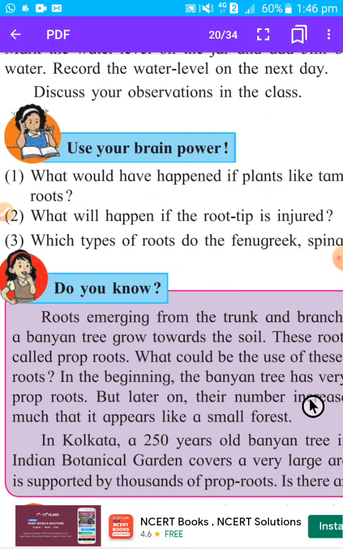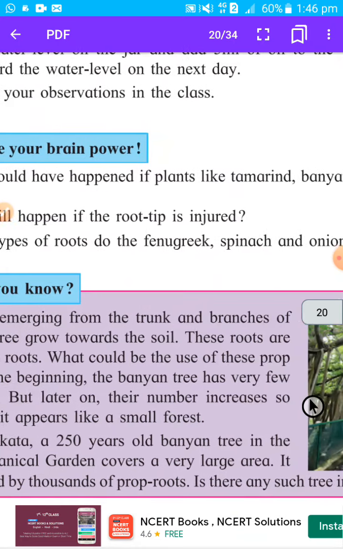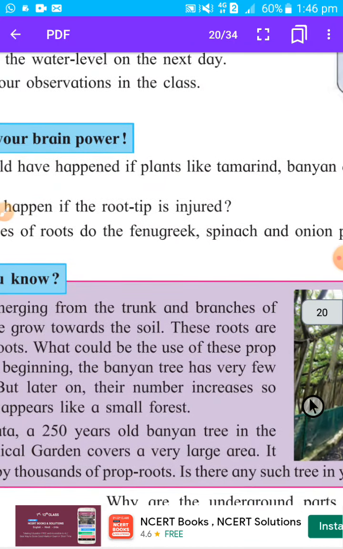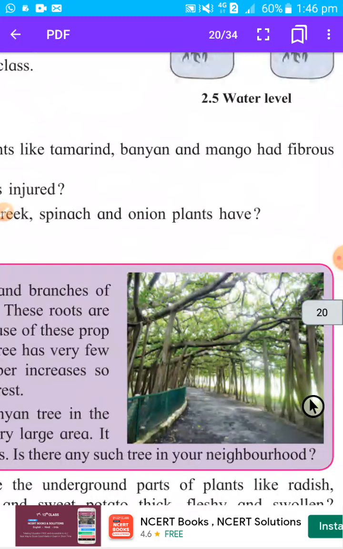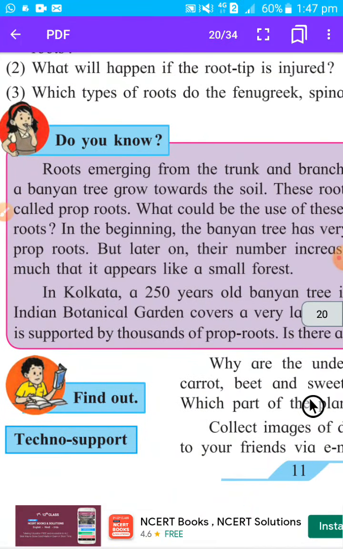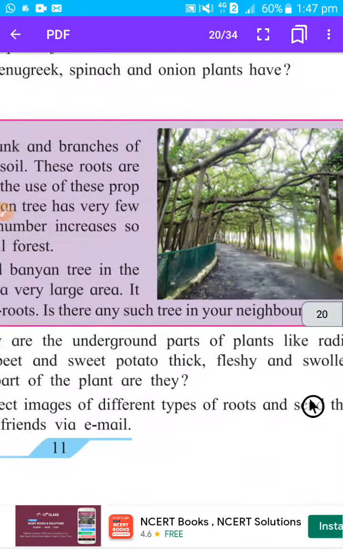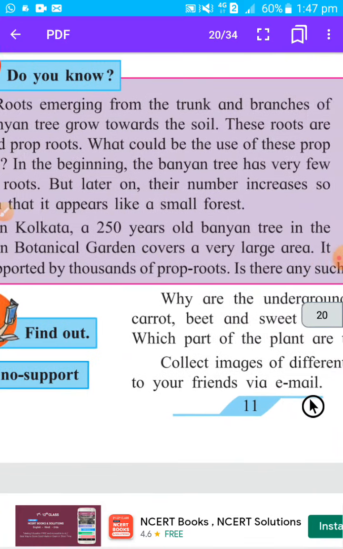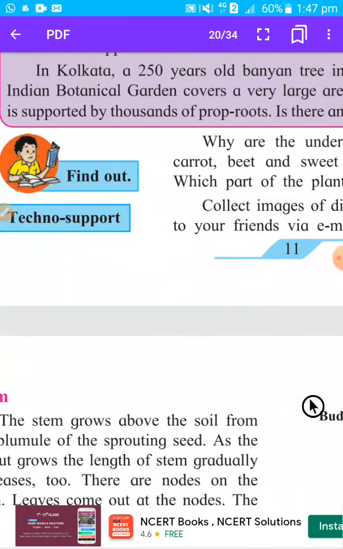Okay, what will happen if the root tip is injured? So if the root tip is injured, it will not grow further. Okay, which type of roots do fenugreek, spinach and onion have? Fenugreek means methi, so it also has a taproot. Spinach also has a taproot, and onions have a fibrous root. Okay, then do you know, there is some information regarding this banyan plant, which is very huge. So you should read that from the textbook.